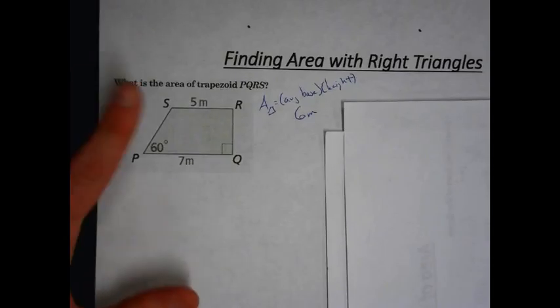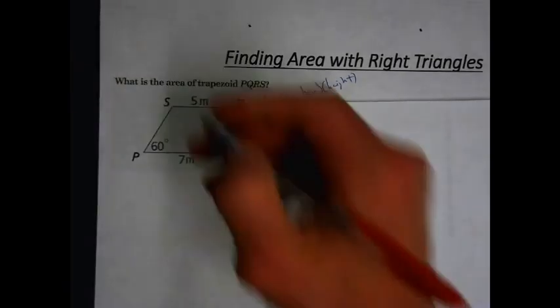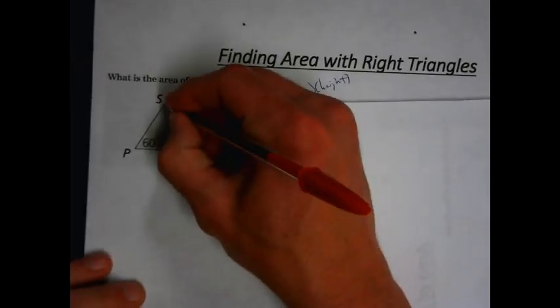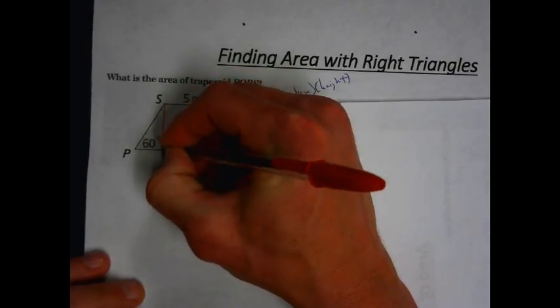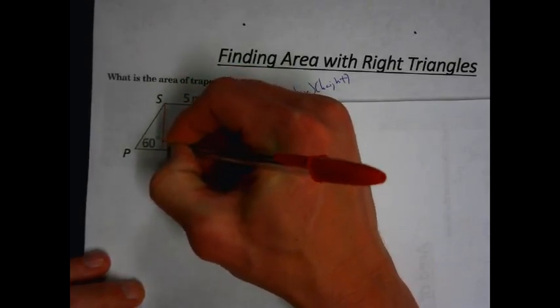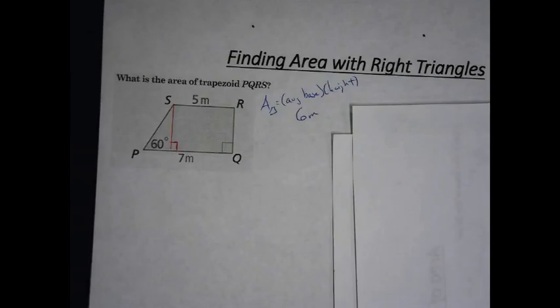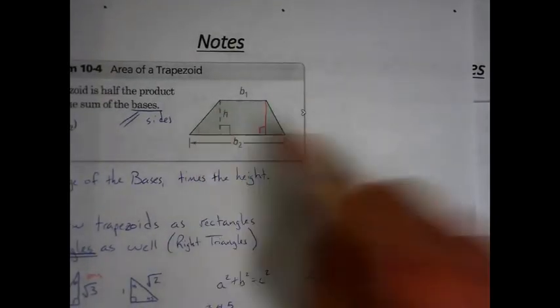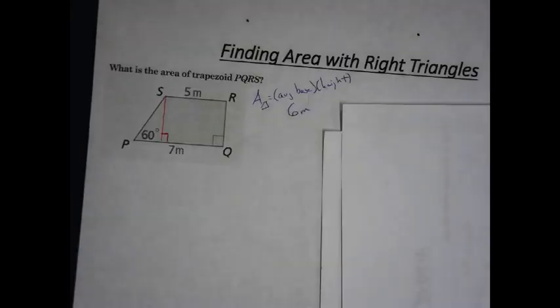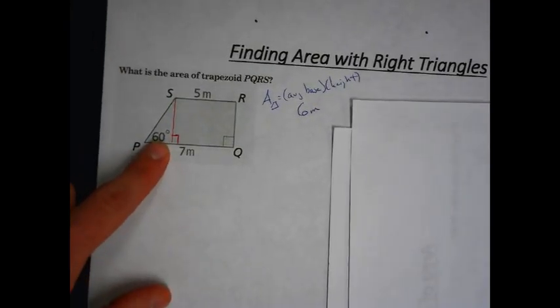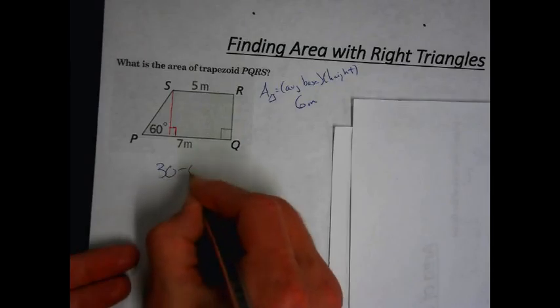The question is, how is it that we find the height? Well, what is the height? The height is from the top perpendicular to the bottom, thus creating a right triangle. So you've got to remember right triangles, and that brings in special right triangles. Now we have a 30, 60, 90 right triangle, and all of the beauty that comes with it.